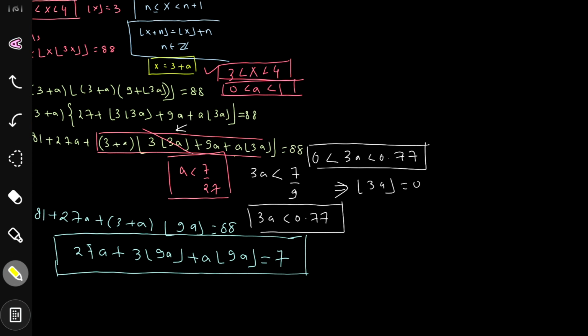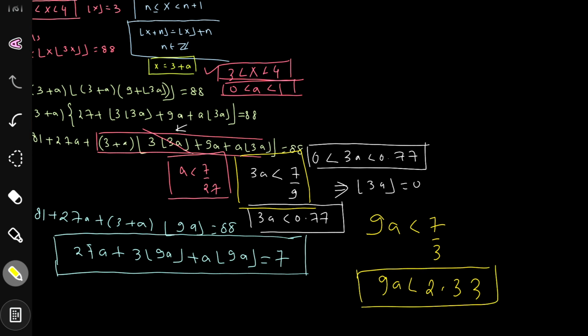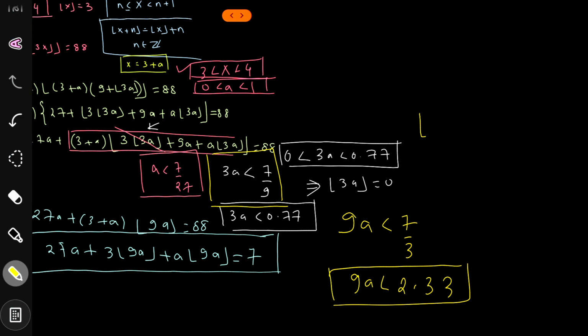So remember this thing, we have got the value of 3 times a is smaller than 7 upon 9. If I multiply 3 on both of the sides, I will get 9 times a is smaller than 7 upon 3. In decimal, 7 upon 3 will be 2.33, and 9 times a is smaller than this particular value. Now if 9 times a is smaller than this particular value, what can you say about the floor value of 9 times a? Now one thing to be noted is that 9 times a is going to be greater than 0.